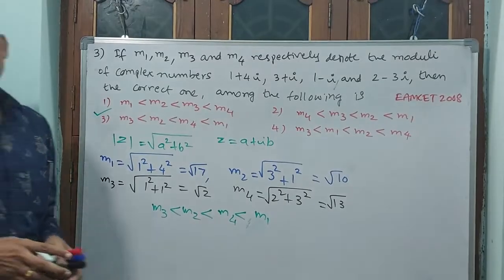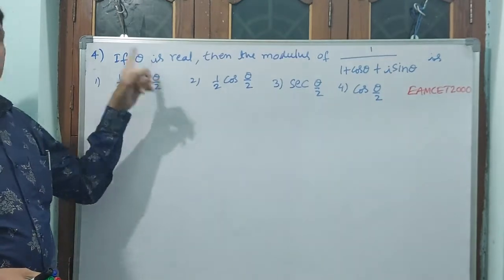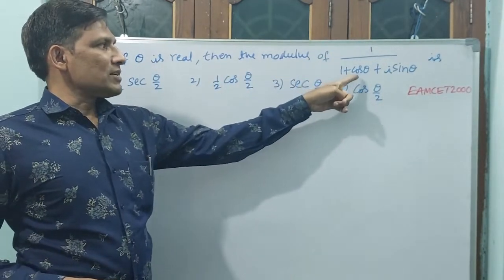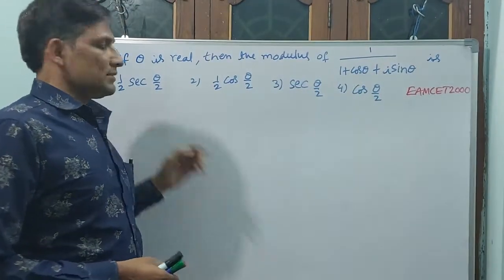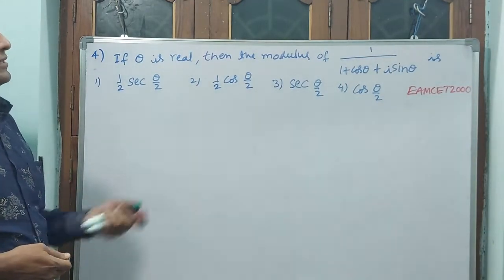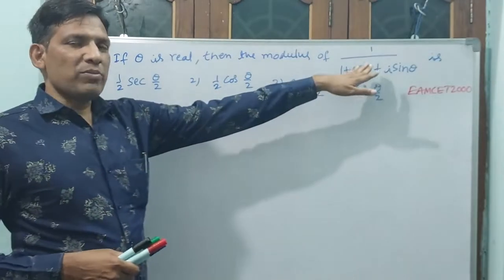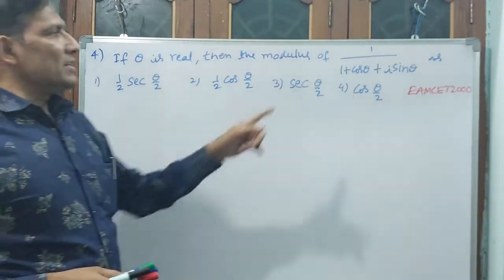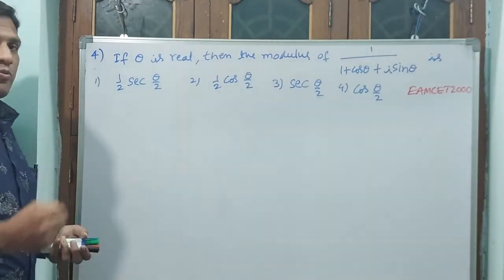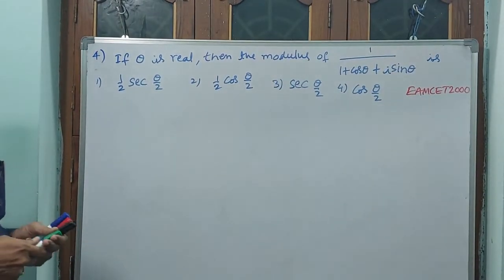Okay, let us go for the fourth question. Question number 4: if theta is real, then the modulus of 1 by 1 plus cos theta plus I sin theta is. This is also about how to find the modulus. But unless you write this complex number in the proper way, you are unable to find the modulus. Why? Because the complex number is in the denominator. The complex number should be brought to the numerator. See how I am bringing the complex number into the numerator from the denominator.